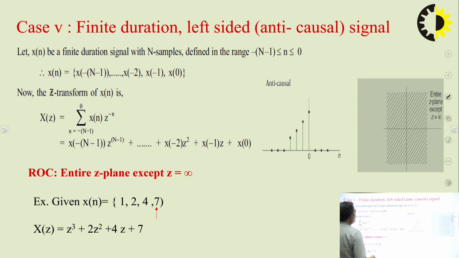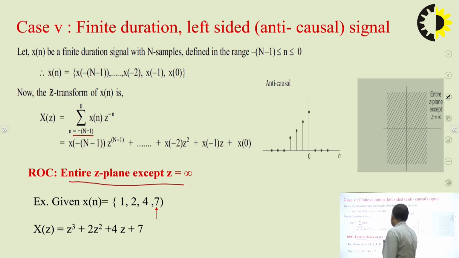Again, the same formula will be there, but this time we will move from minus n minus 1 to 0, x[n] z to the power minus n. And here, we are having the positive powers of z. Sorry, positive powers of n. So if n becomes infinity, the value will become infinity. So the ROC is the entire z plane except z equals infinity.